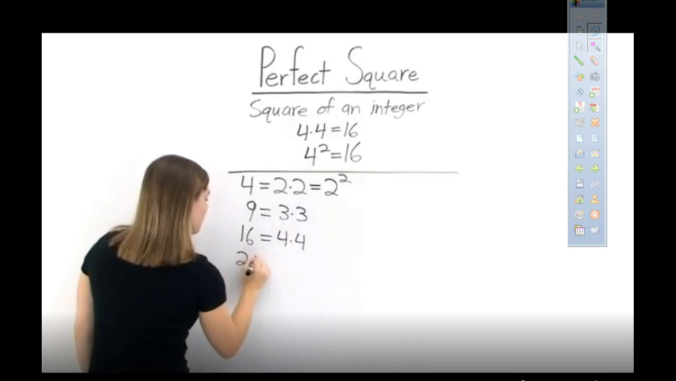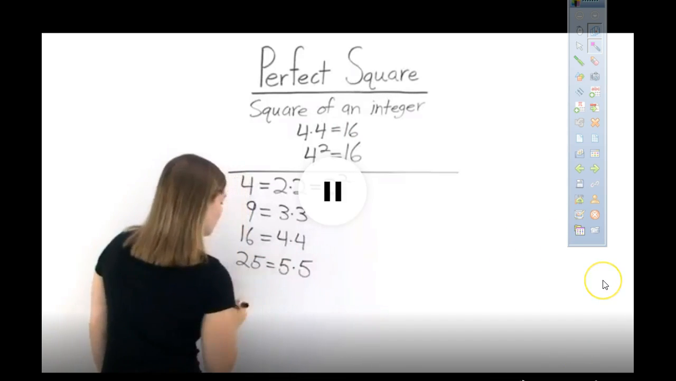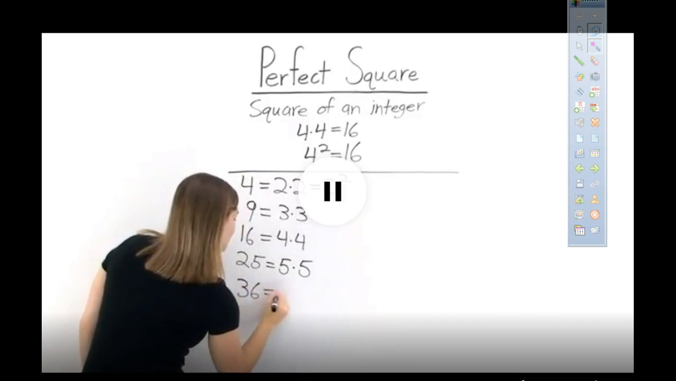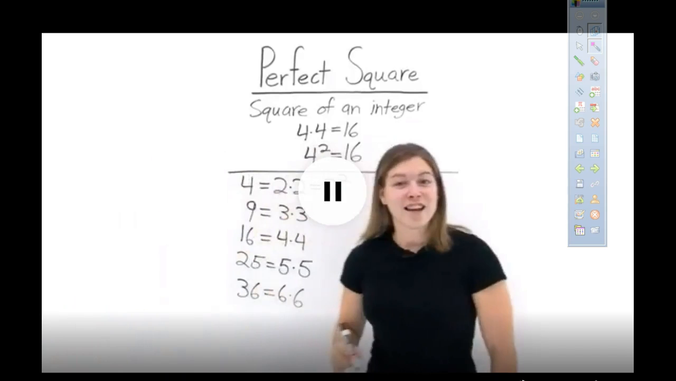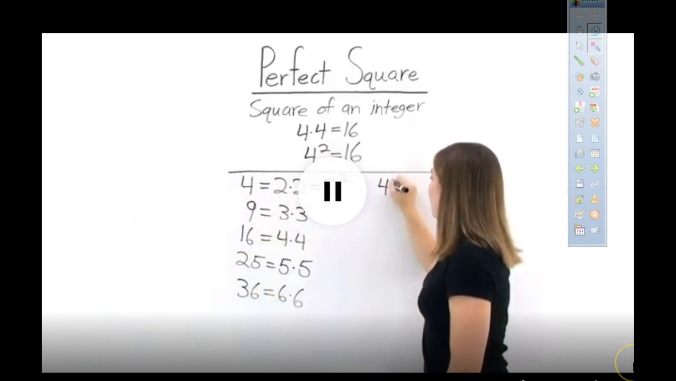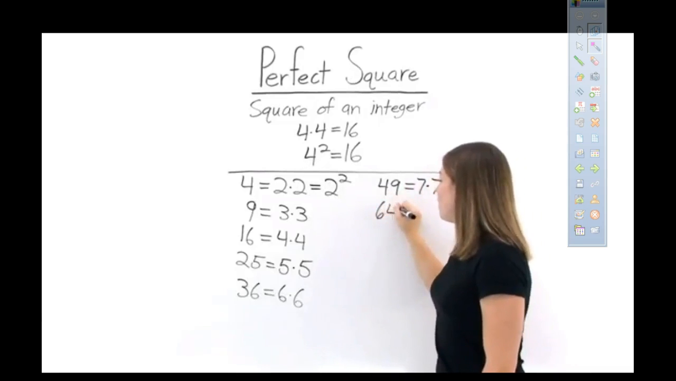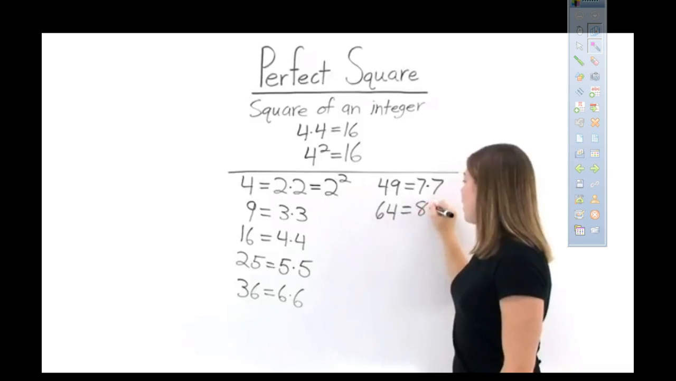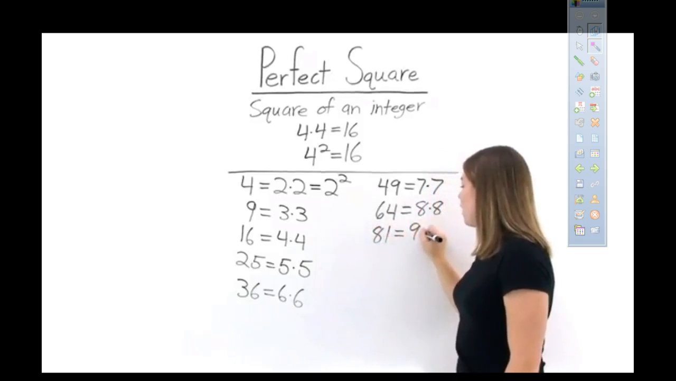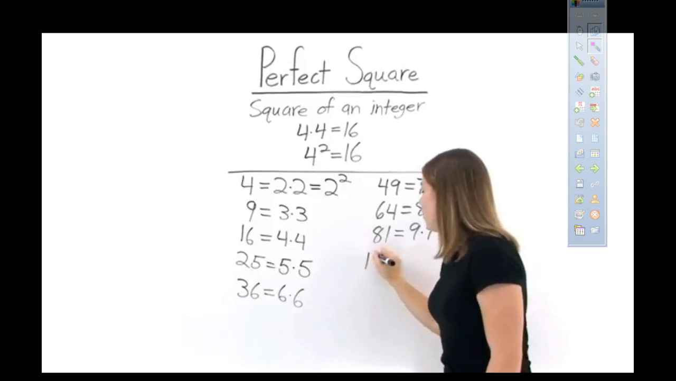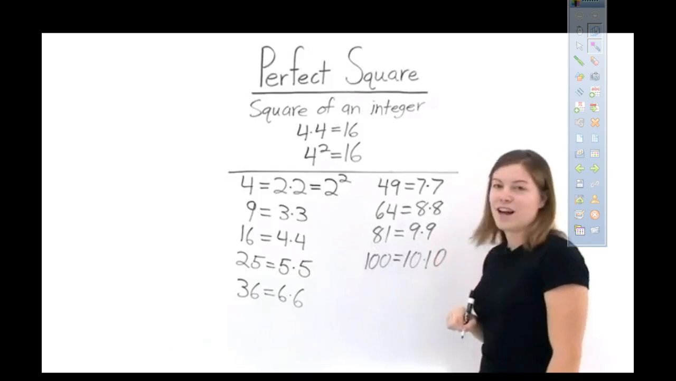Let's get to about where we were. 25 is also a perfect square because it's 5 times 5. And 36 is a perfect square because it's 6 times 6. Let's take a couple more. We have 49 is a perfect square because it's 7 squared. 64 is a perfect square because it's 8 squared. 81 is a perfect square because it's 9 squared. And 100 is a perfect square because it's 10 squared.